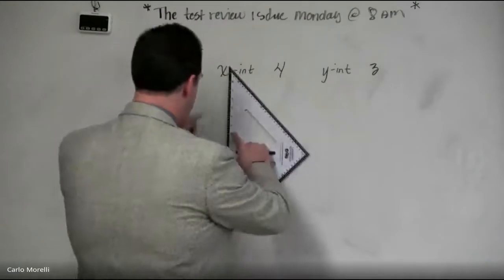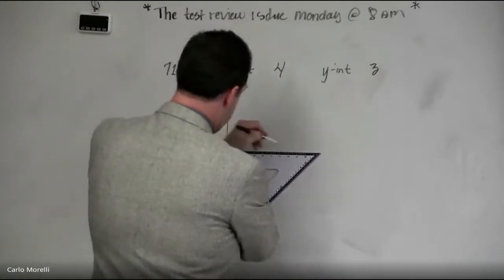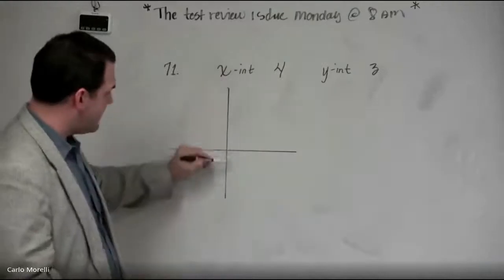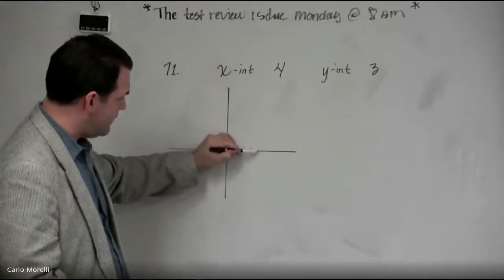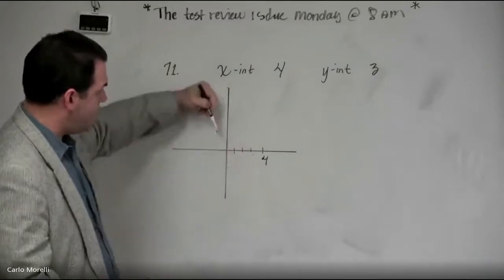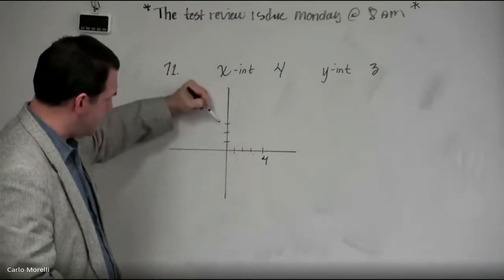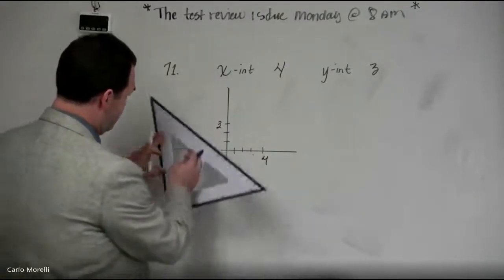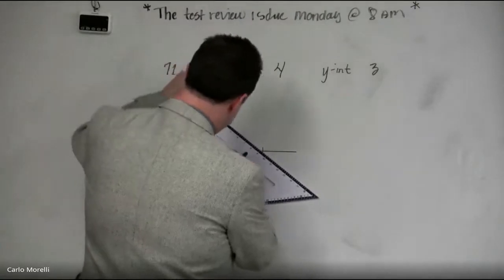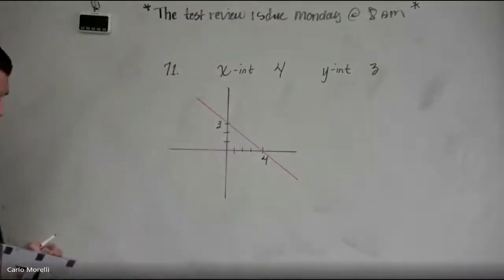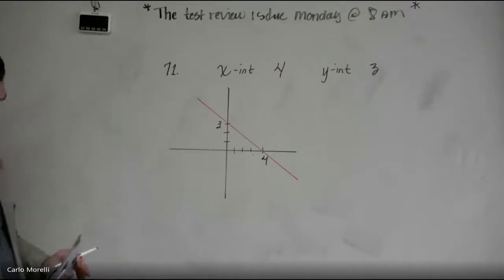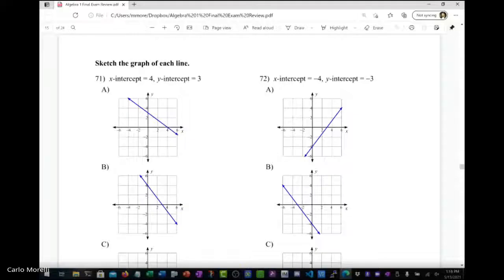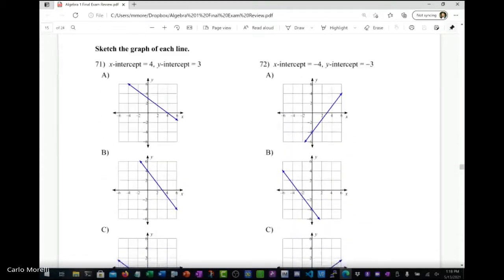Okay, so I'm looking for a picture where it crosses the x-axis at 1, 2, 3, 4, and the y-axis at 1, 2, 3. So the line that I draw will look like this. So you kind of pick the picture that looks like that. What do you think the answer is? A. Yeah. That's right.